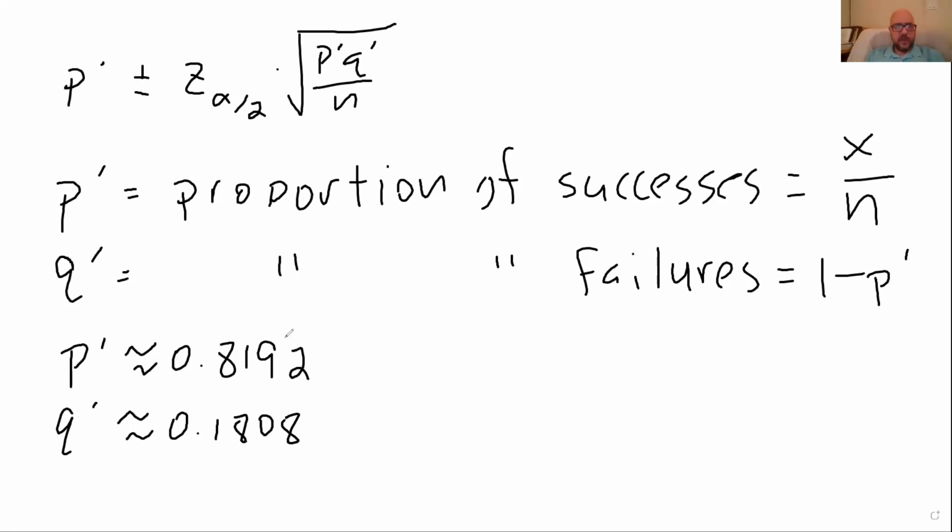And that's all I need, right? To put it in my formula, I need P prime, Q prime, n, and z alpha over 2. Well, we're going to make a 95% confidence interval, so z alpha over 2 is 1.96. And we said n was 824, so that's all our numbers. Apparently you can make a new whiteboard without erasing the old one, which is kind of cool.